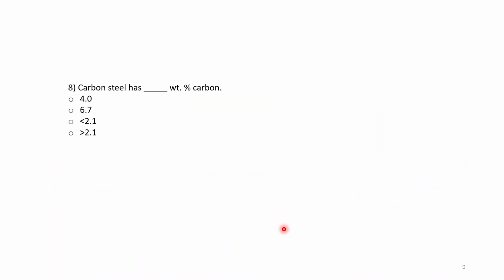Next question is, carbon steel has blank weight percent of carbon. In case of steel, as I already told, what should be the percentage of carbon? In case of cast irons, you'll have carbon percentage higher than 2.1%, because the eutectic reaction will start to take place. And 6.7 weight percent is the percentage in case of cementite, and 4 weight percent will be in case of cast iron. So the only correct answer will be less than 2.1%.